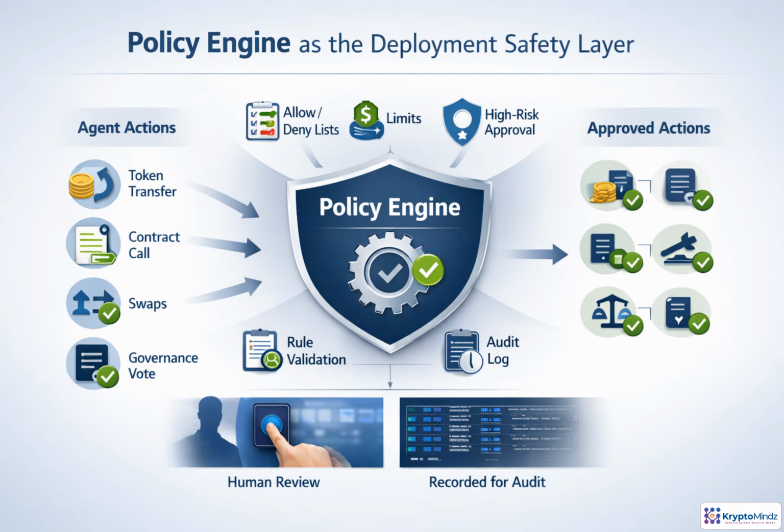Policy is where agent autonomy becomes operationally safe. Before a transfer, contract call, swap, or vote executes, the request is checked against deterministic rules: who can act, what they can do, where they can do it, and how much value is allowed. Familiar low-risk actions can pass automatically. Unusual destinations or high-value moves require human approval. Every decision is logged, giving teams a trace for debugging, compliance, and post-incident review.